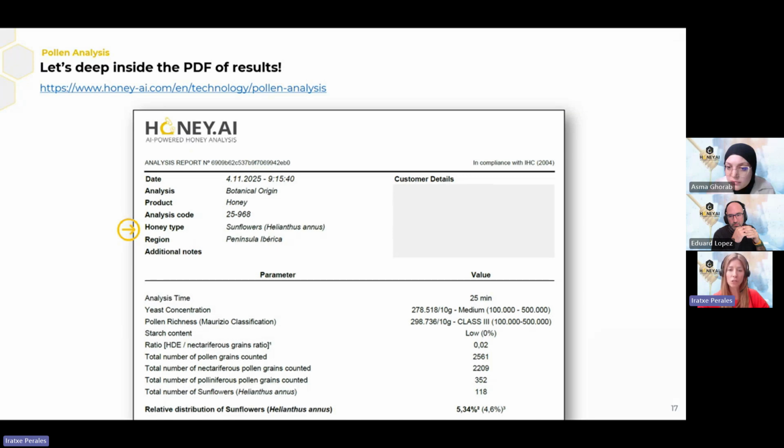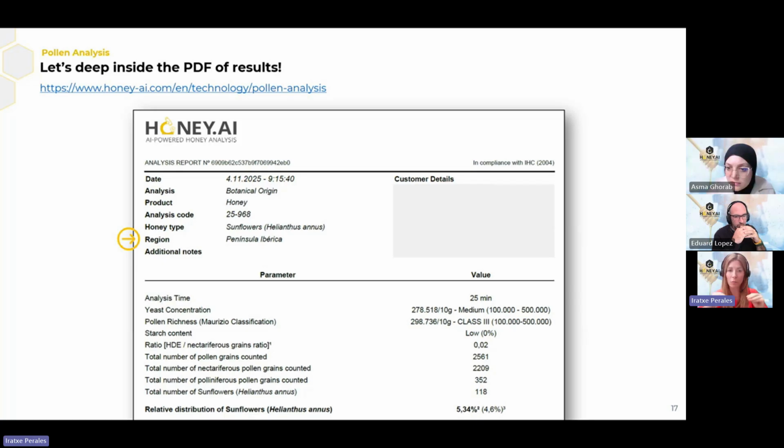Then also region, this is very important. We have different models for different regions. So if you know the geographical origin of your sample, you can choose which model you want to use, because this means it's going to be even more accurate. This doesn't mean that if you don't know exactly the origin, you cannot use it.